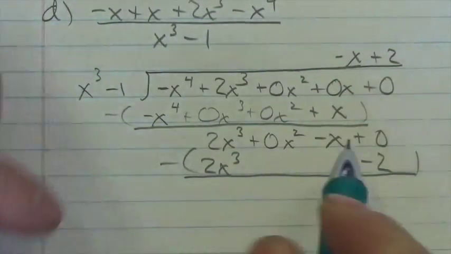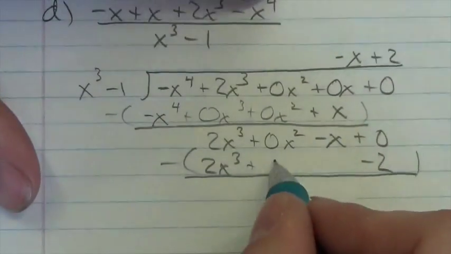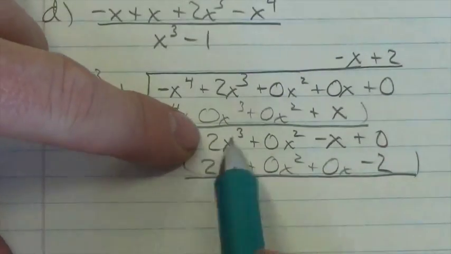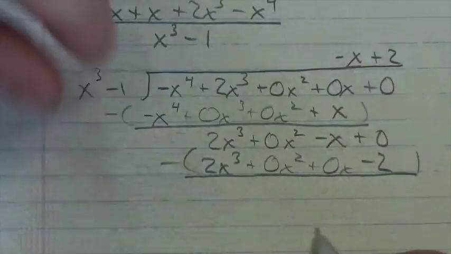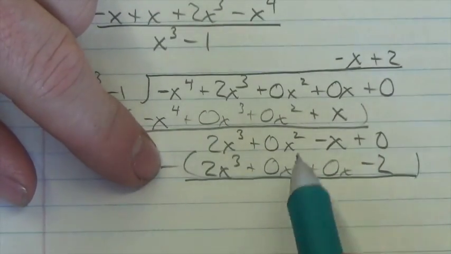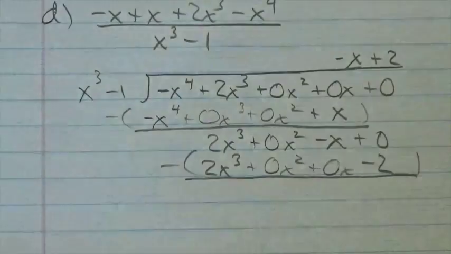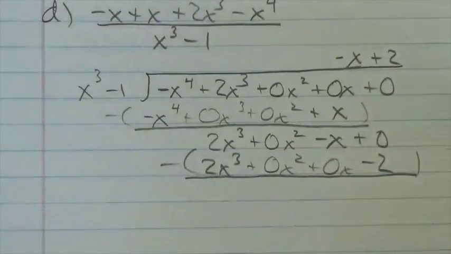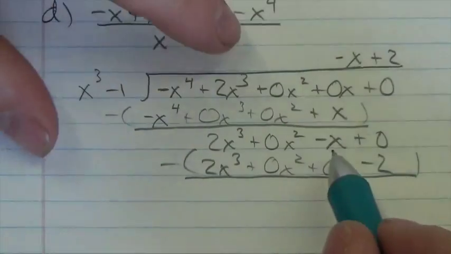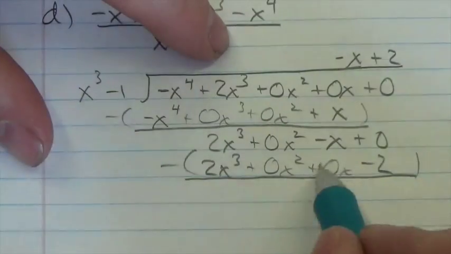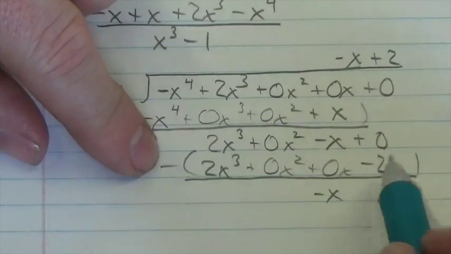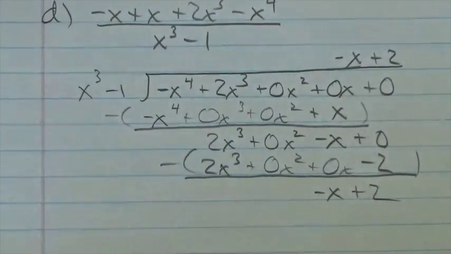Now I'm going to subtract, bearing in mind that if it's not written there, there's still that 0x squared plus the 0x there. So 2x cubed minus 2x cubed goes to 0. 0x squared minus 0x squared, there's no x squared term, it's 0 there. No, I'm not going to write that because right away here things are going to simplify for me. Negative x minus nothing is going to be negative x. 0 minus negative 2 is going to be positive 2, negative x plus 2.